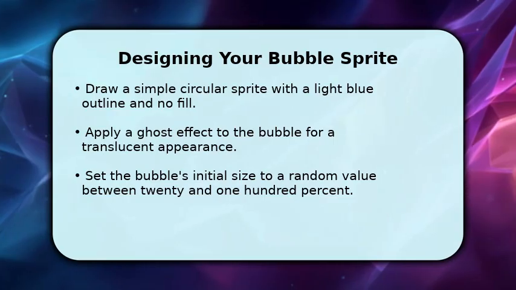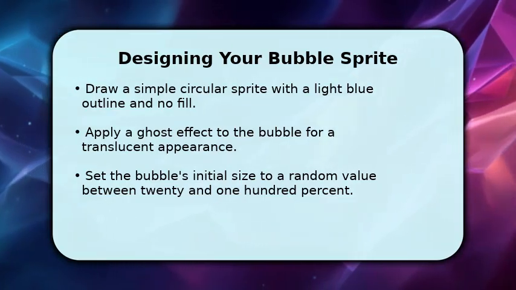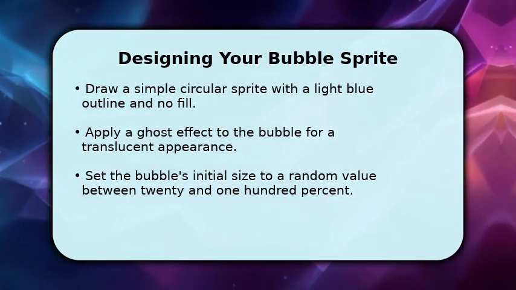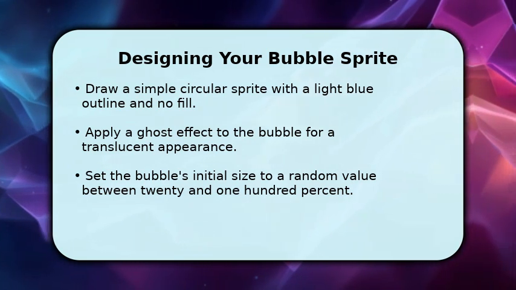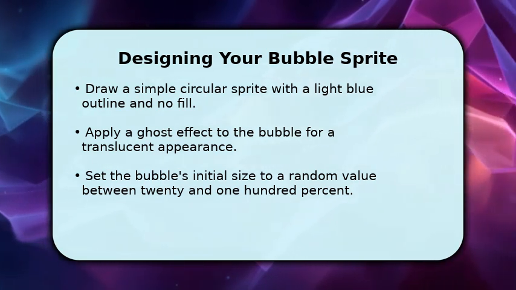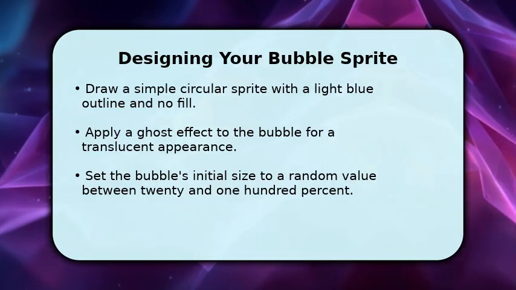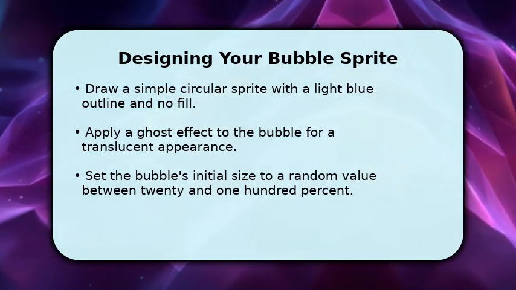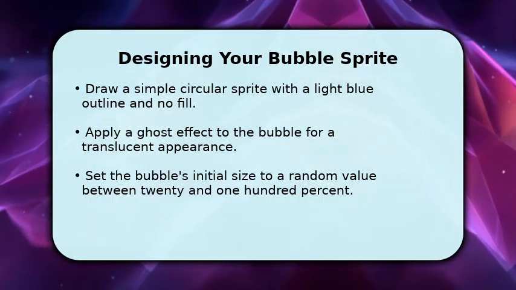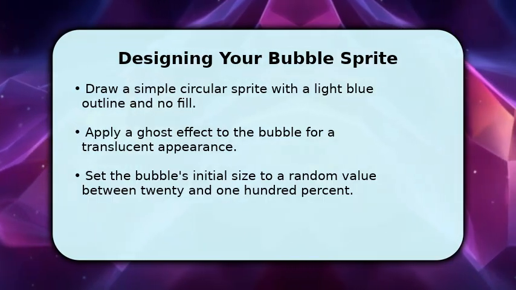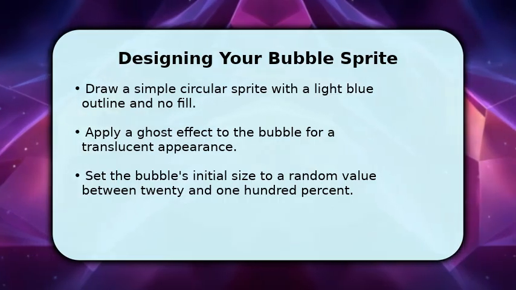Next, let's design our bubble sprite. Create a new sprite by drawing a simple circle. Give it a light blue outline and ensure there is no fill, making it hollow. To achieve a realistic, translucent look, apply a ghost effect, perhaps setting it to 60%. We'll also set its initial size randomly, anywhere from 20 to 100% for visual variety.